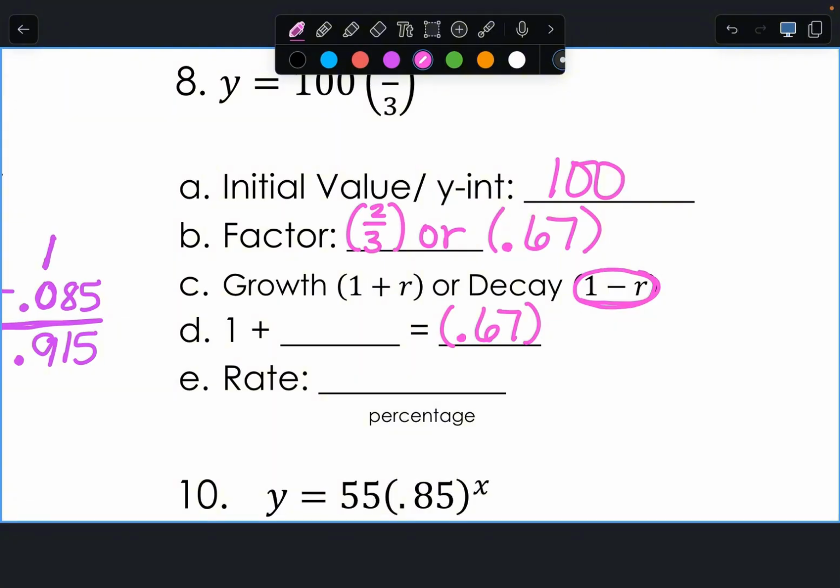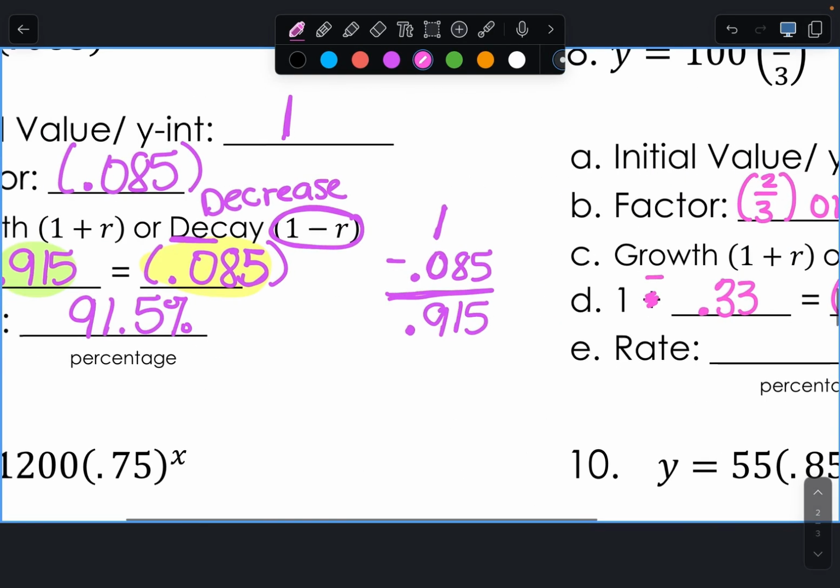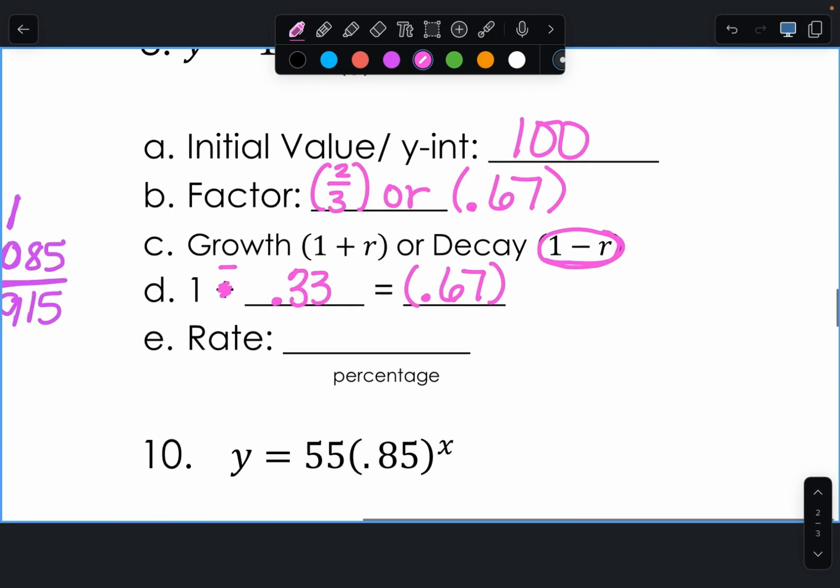So, what did we subtract to get to 0.67? 0.33. There was no 0 this time. So 1 minus 0.67 is 0.33. Now 0.33 as a percentage is 33%.